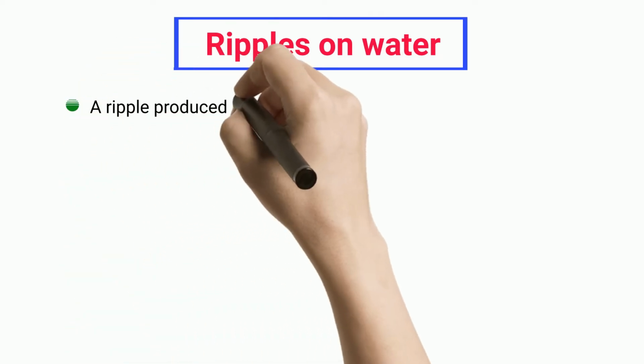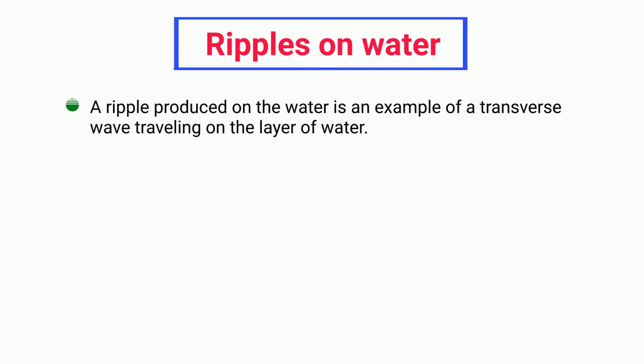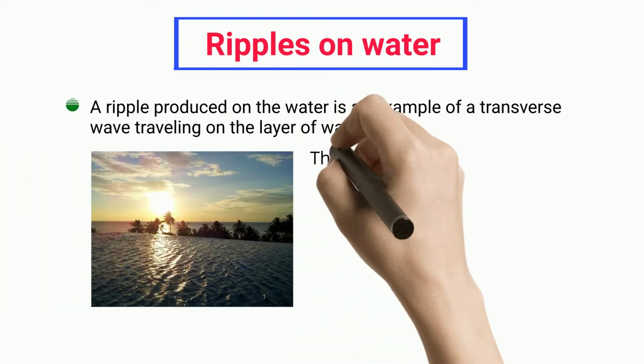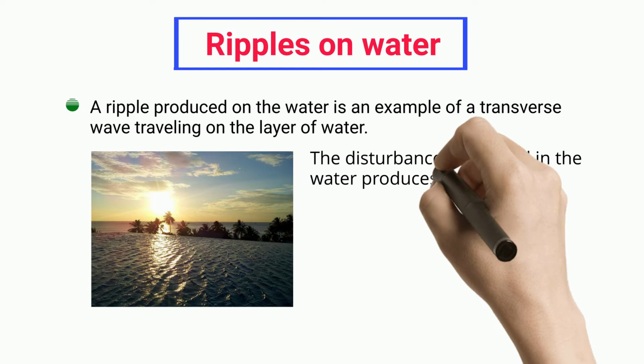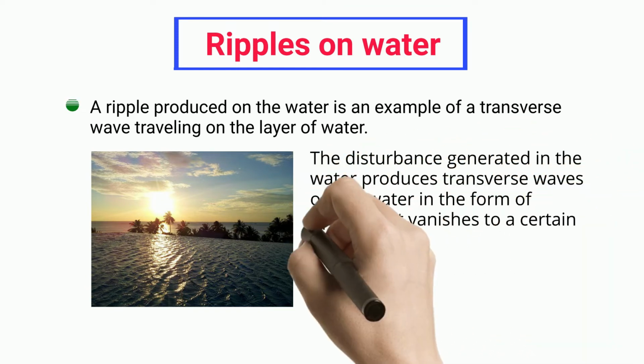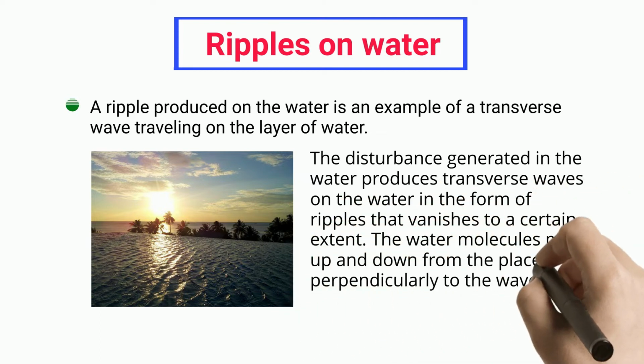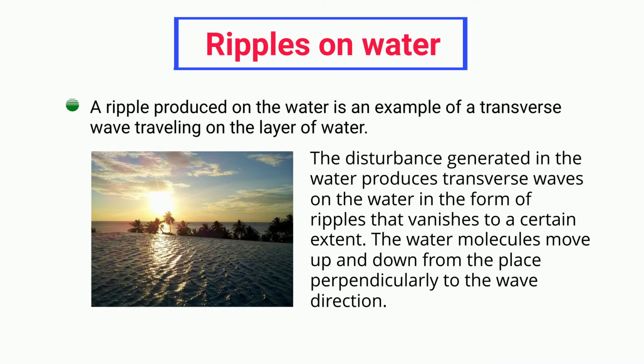Ripples on water. A ripple produced on the water is an example of a transverse wave traveling on the layer of water. The disturbance generated in the water produces transverse waves on the water in the form of ripples that vanish to a certain extent. The water molecules move up and down from the place, perpendicularly to the wave direction.